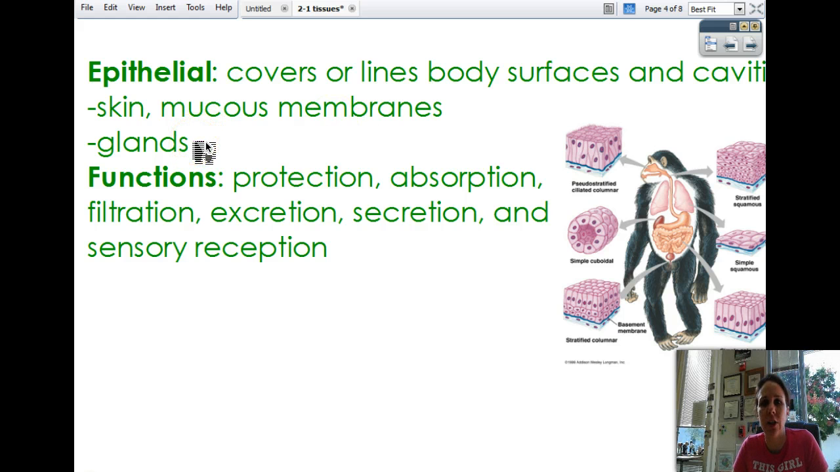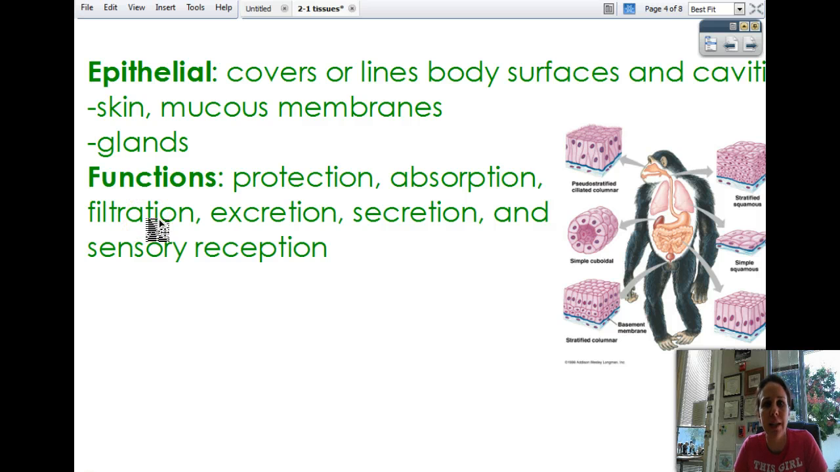Glands, like your sweat glands, your oil glands, your earwax glands, they're all also considered epithelial tissue as well. So main functions, we said to cover, but some a little more detail. Protection, your outer skin protects you from lots of different things. Absorption, the inside linings especially of your organs can absorb material, so absorption is a good one.